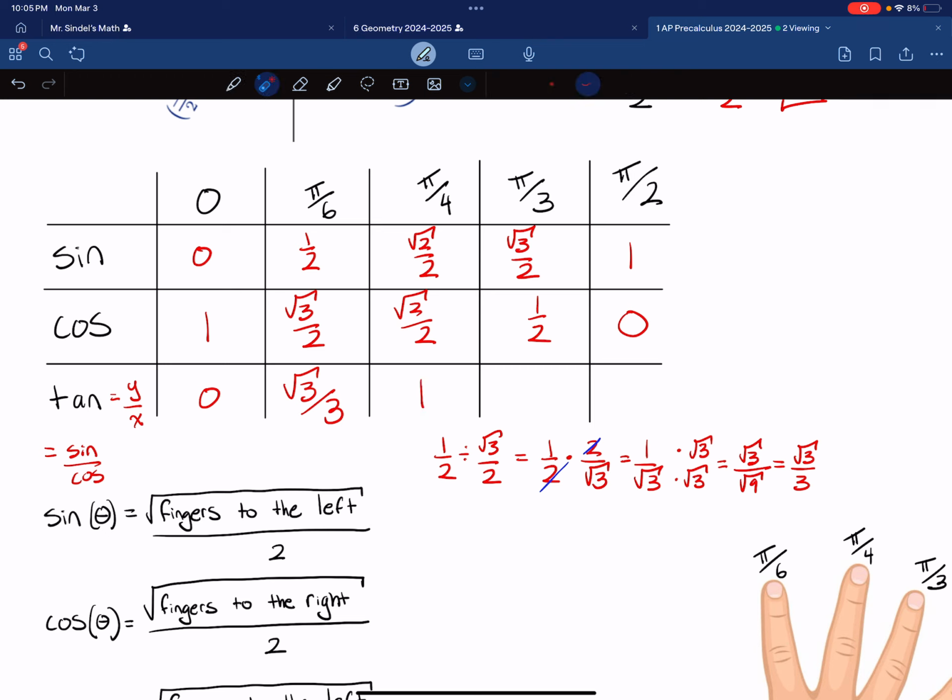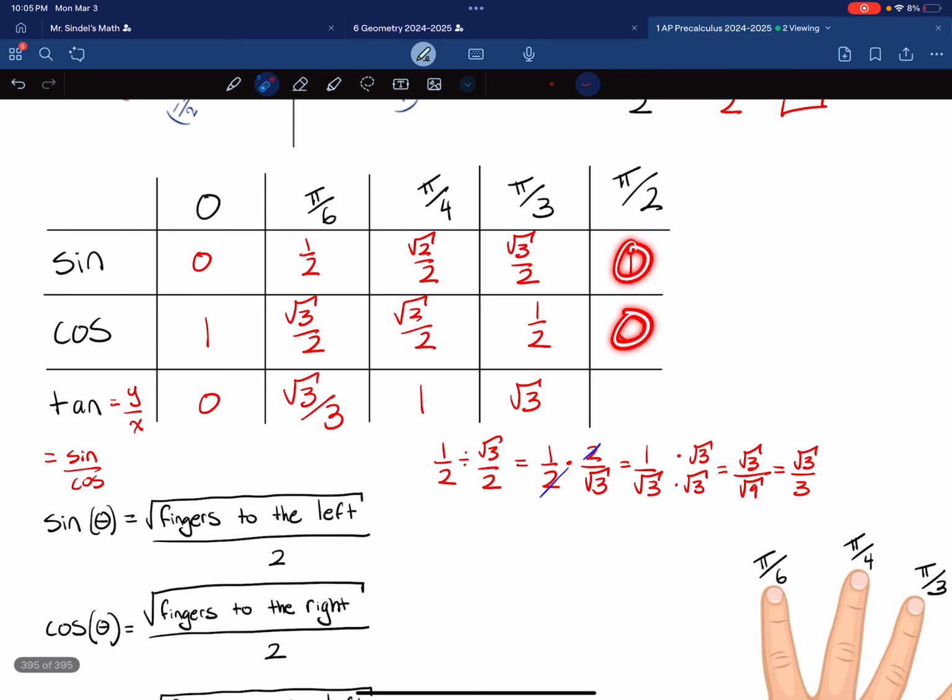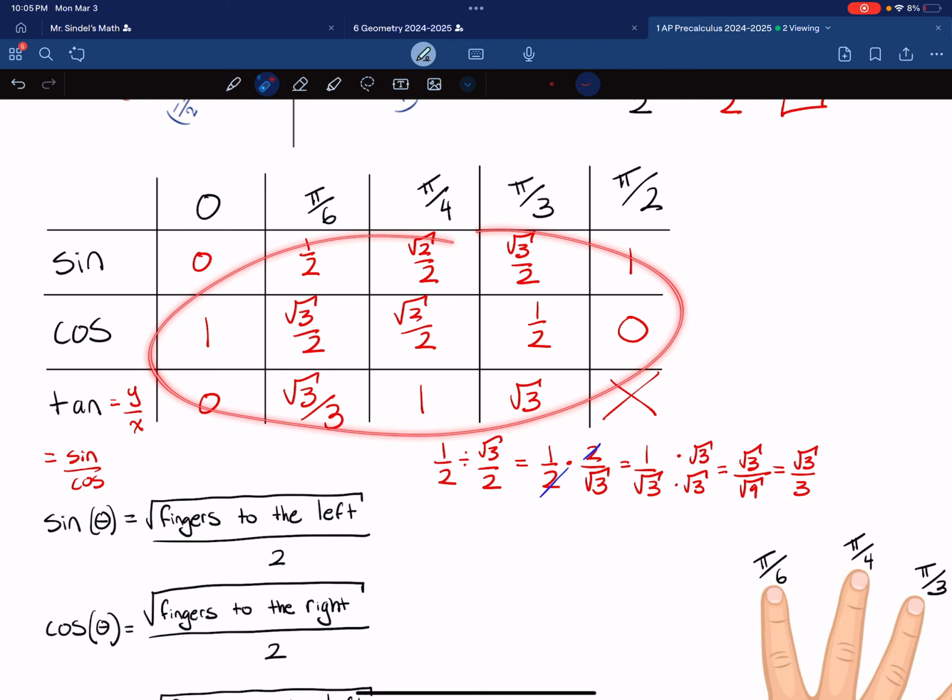And to get pi over 3, I'm doing the square root of 3 divided by the 1. Again, these 2's get canceled out. Whenever I divide by 1, it's as if I didn't write anything. It's just the square root of 3. And then finally, if I do 1 divided by 0, I can't do that. So this is undefined, or usually I just leave this as a blank spot. You cannot do that. So this is a great way to memorize all of your trig values of special angles as well.